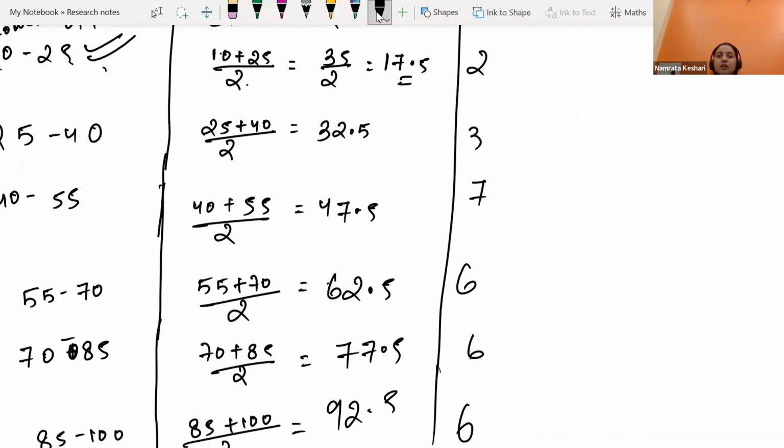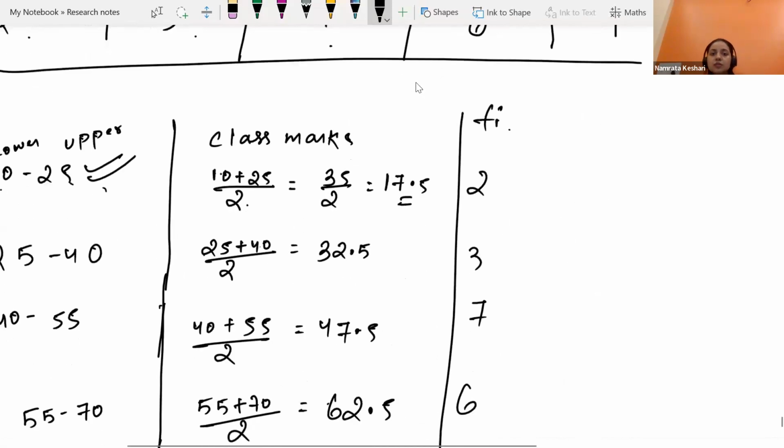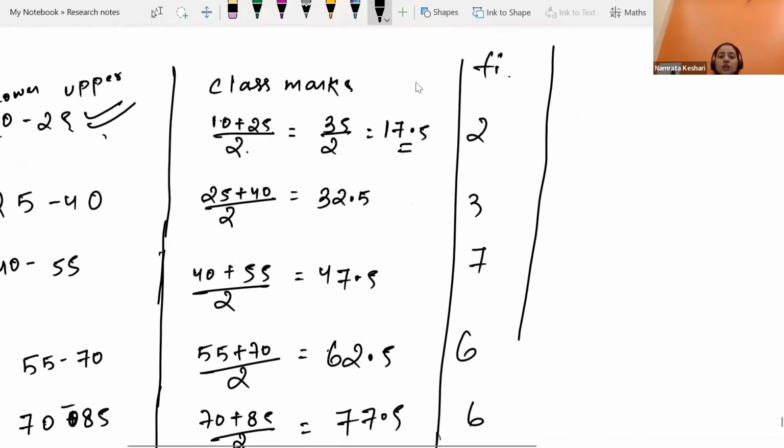Okay. Now we'll be doing the multiplication. The main dilemma over here was what to multiply, what to take as xi, because f1, f2, f3 is known. So that confusion is gone now. We understood that this can be taken as the class mark when we are having the group data.